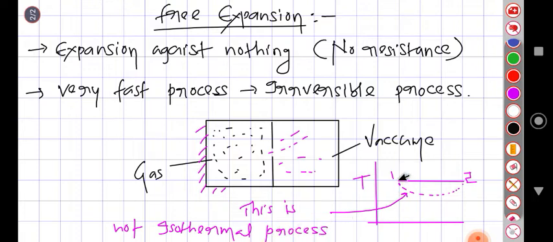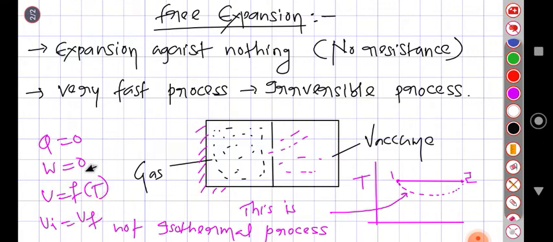The initial and final temperatures T1 and T2 may be the same, but the path it takes differs. Here Q is equal to zero, the heat supplied is zero, and also the work done is zero. U is a function of temperature alone, which means the initial internal energy is equal to the final internal energy in this case. From the first law of thermodynamics, for the process, Q is equal to dU plus W. In free expansion both terms go to zero, so the change in internal energy, U initial minus U final, is zero; they are the same. For an ideal gas, the internal energy is only a function of temperature.